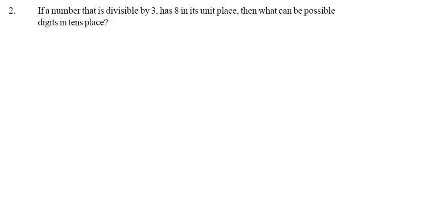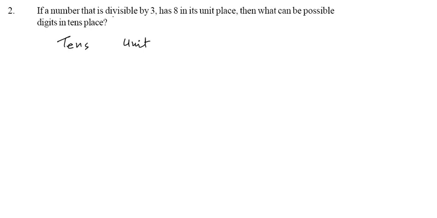Now come to the next question. If a number that is divisible by 3 has 8 in its unit place, then what can be the possible digits in the tens place? In this question, the unit place is given as 8, so you have to write 8 here, and the tens we can write here. First one is 1, so we can say 1 plus 8 is 9, because 9 is divided by 3, it becomes 3, it is divisible by 3.